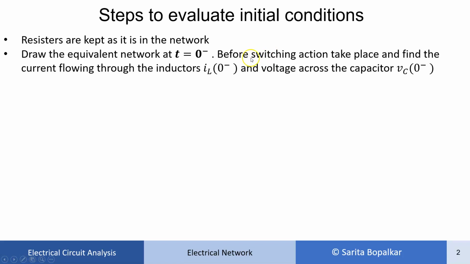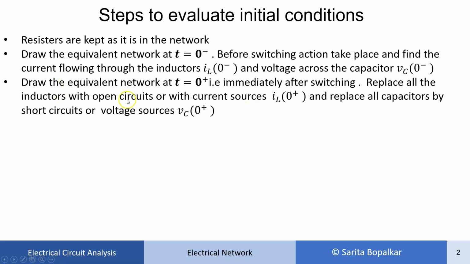That means just before the switching action takes place. First, find the current through the inductor and voltage across the capacitor at t is equal to 0 minus. Then, draw the equivalent circuit at t is equal to 0 plus, that is immediately after the switching action takes place. In that case, replace all the inductors with an open circuit or current source depending upon the initial condition.